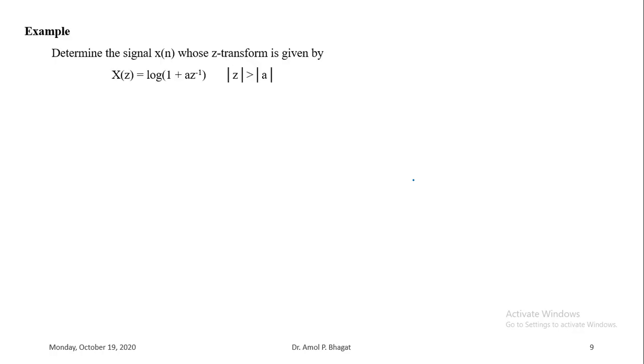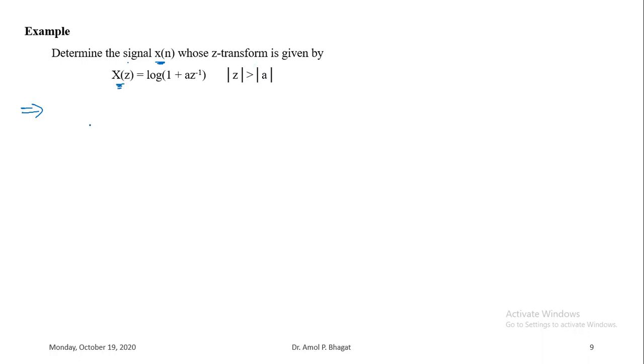So we'll try to solve one more problem here. Here we have to determine the signal x of n. The z transform of x of n is given. Say the transform of x of n is X of z, and it is log of 1 plus a z inverse, and its ROC is mod z greater than a.